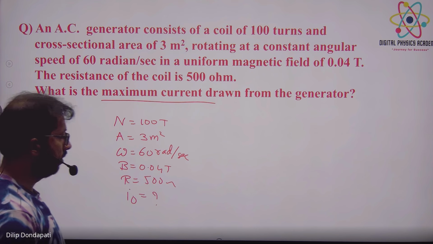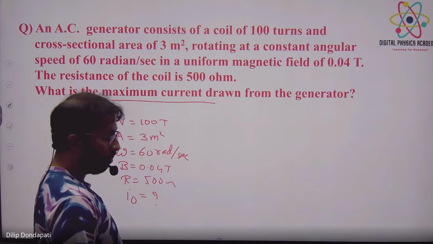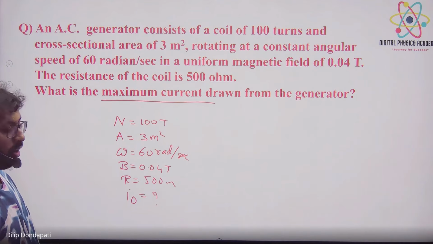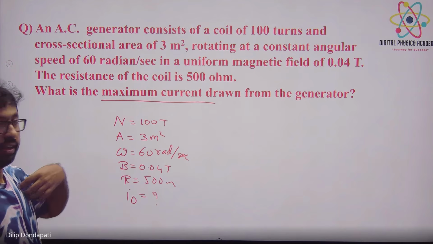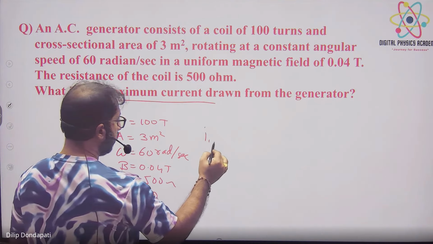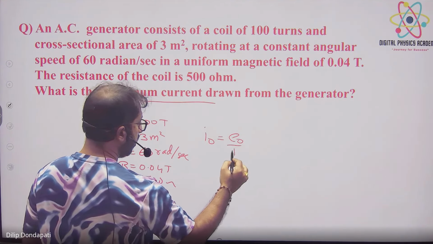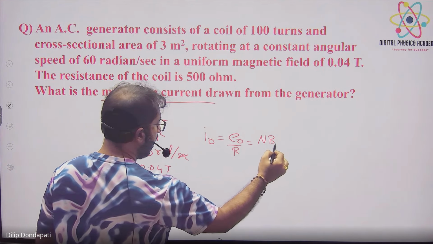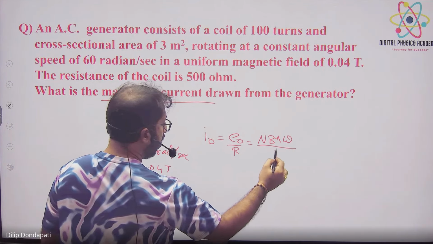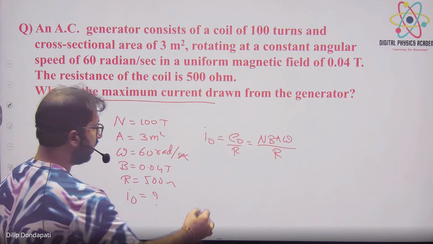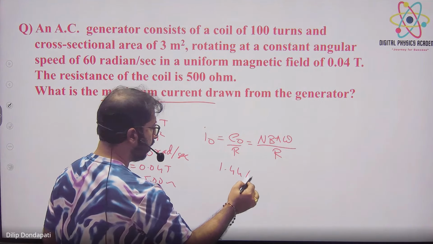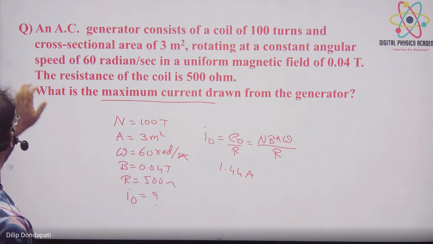1.44, yes, amperes. 1.44 amperes is the answer. I naught is E naught by R, which is NBA omega by R. All values are given. Substitute, and you will get 1.44 amperes. This is the answer. Okay, so next.